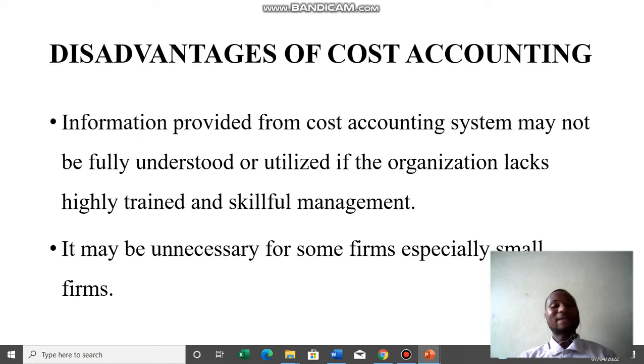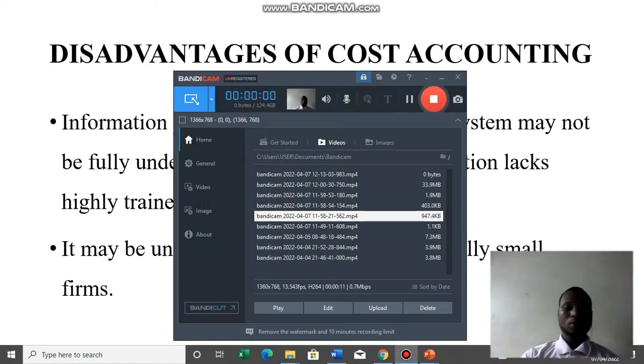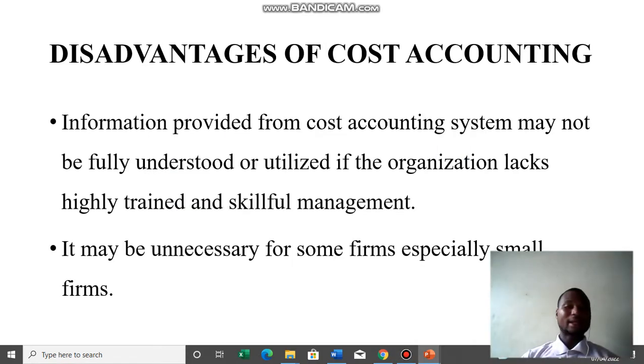Now, like I said earlier, some firms don't actually even need a costing system. It's not necessary for you. Why? Because even though it is good, it is there to ensure that you beat down your cost. If the benefits associated with bringing it would fall far below the cost, then there is no need bringing it. So another disadvantage of cost accounting is that it may be unnecessary for some firms. If the firm is a small firm, it might not be necessary for you to handle. Okay, all right. So these are the disadvantages associated with cost accounting.